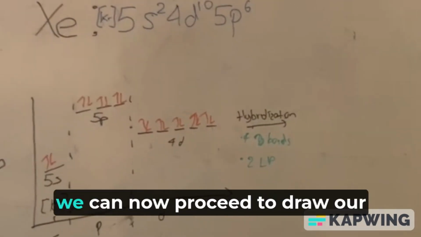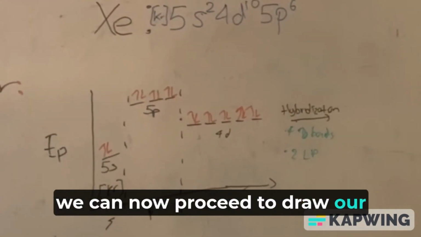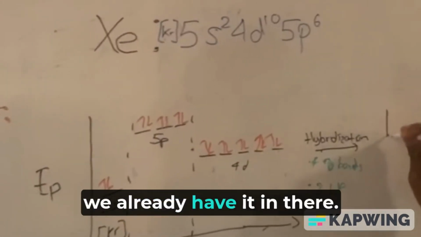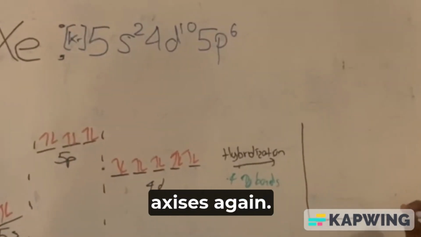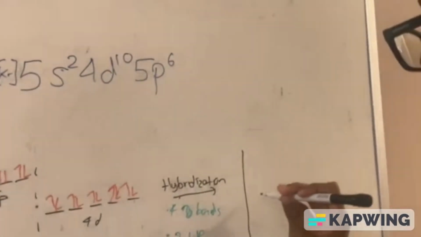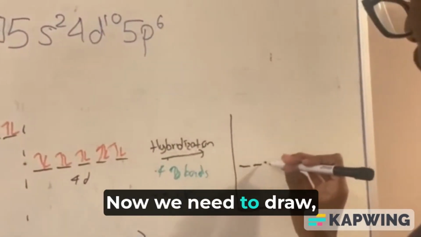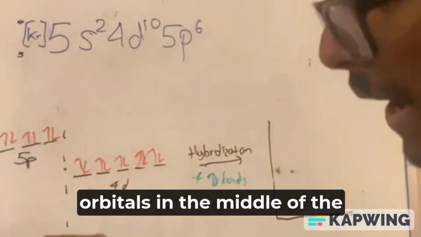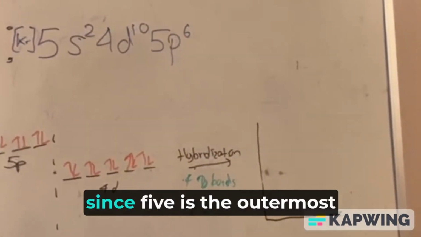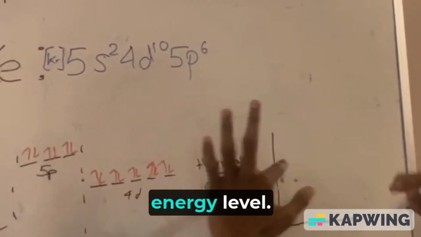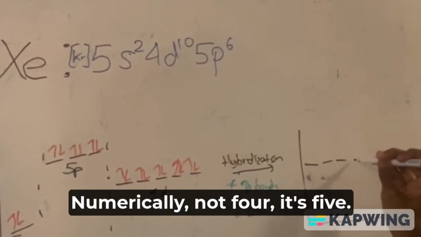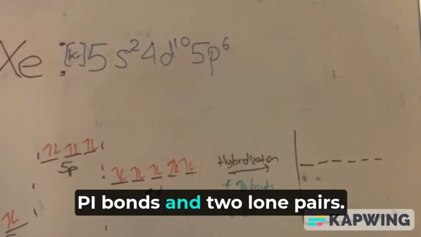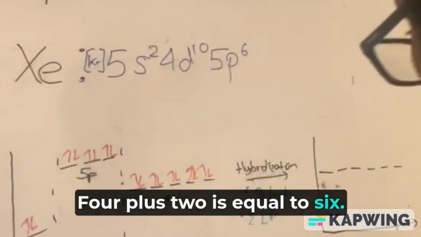Having done this, we can now proceed to draw our hybridization diagram. So we draw out our axes again. Now we need to draw the hybrid orbitals in the middle of the 5s and the 5p, since 5 is the outermost energy level numerically. Not 4, it's 5. So in the middle, we draw out our 6 orbitals because we have 4 sigma bonds and 2 lone pairs. 4 plus 2 is equal to 6.